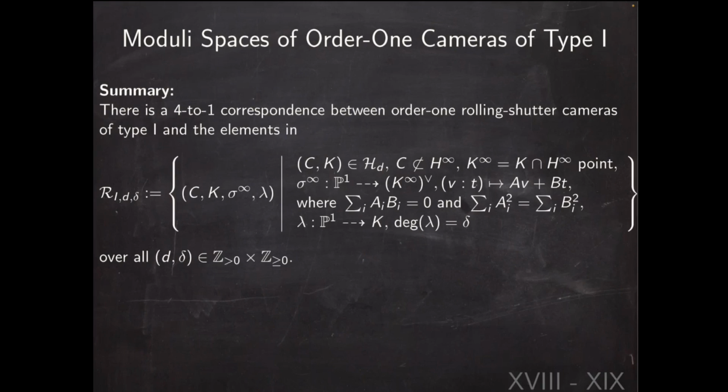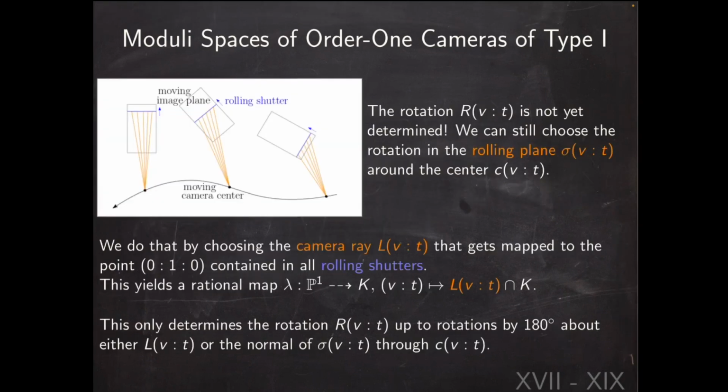So here's the summary of all these technicalities I walked you through. There is a 4-to-1 correspondence between order 1 rolling shutter cameras of Kummer type 1 and the elements of this beautiful parameter space. This parameter space R has 3 indices. The first one is capital I for type 1. Then there is D for the degree of the curve where the camera moves. And then there is a delta, because I told you this map from the previous slide can be whatever. So that's just the degree of that map.